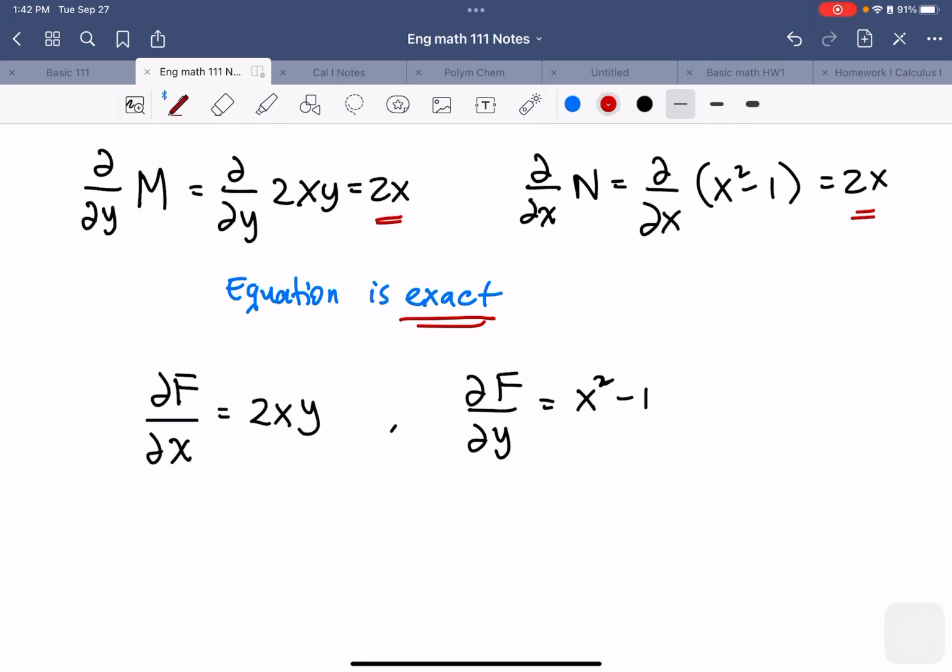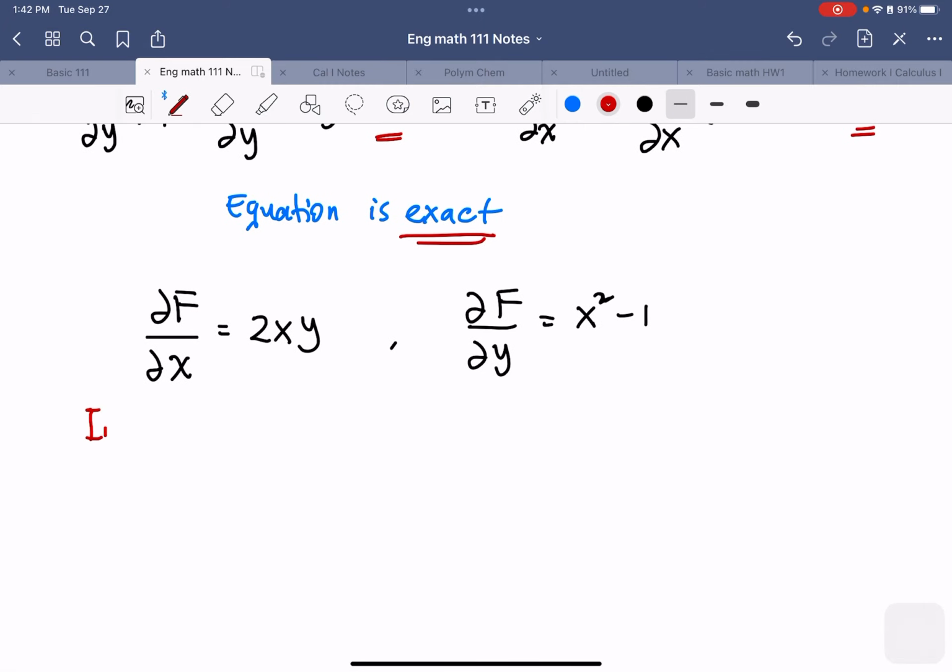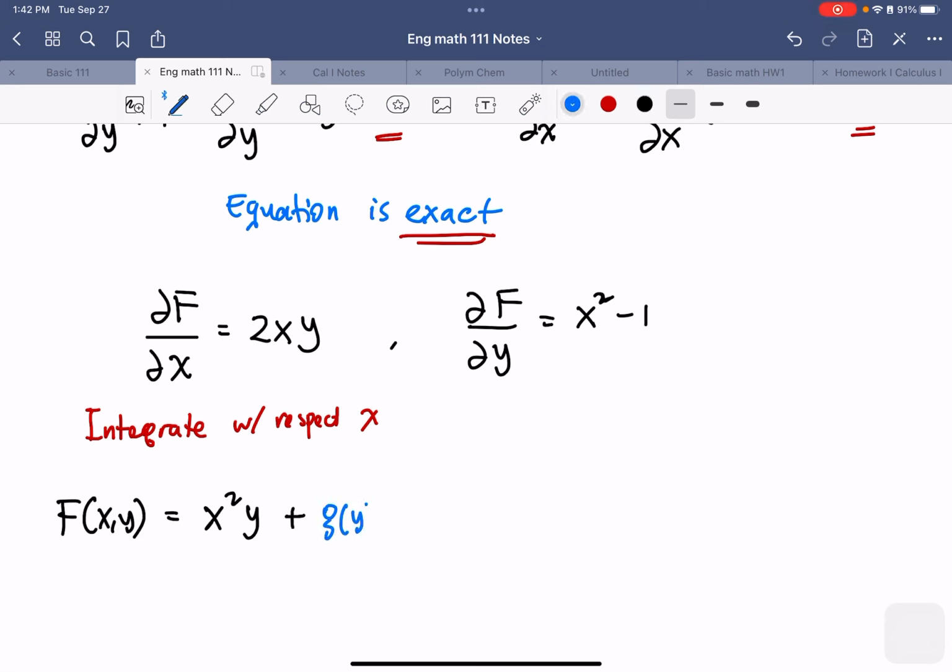Now let's integrate. Let's just say we take the left path. We integrate with respect to x. Then we have f. Integrating 2xy, we will have x squared y plus a constant. Let me write the constant in blue: plus g of y. Any function symbol you want to write, but it will be a function of y.